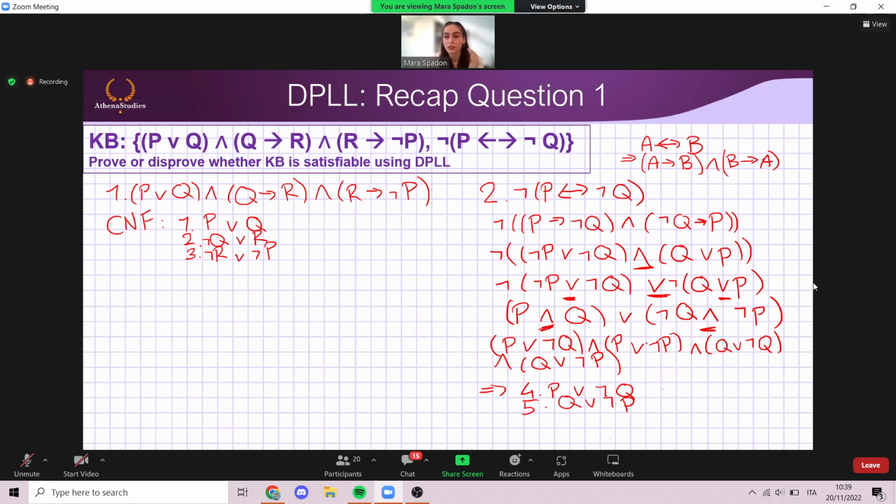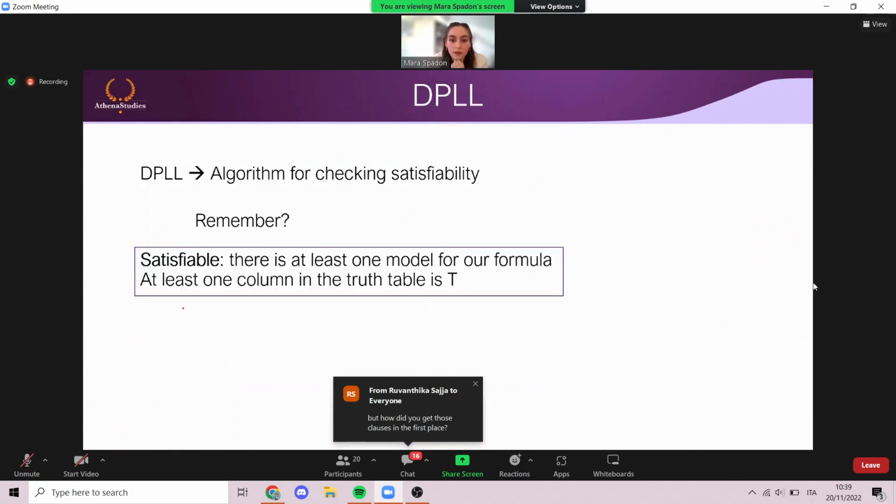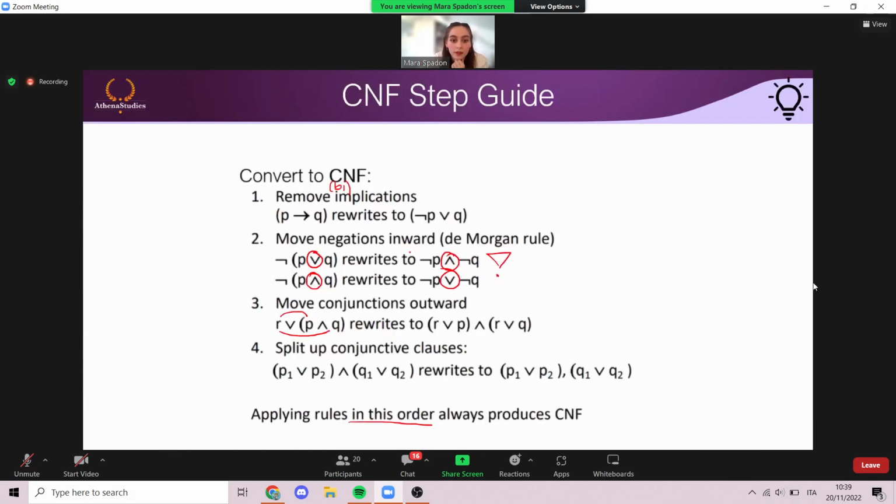And when constructing DPLL, if something is a true clause, then you will not consider it anymore. So you will see that when I move on, if something is true, then you will kind of remove it from your clauses. So in our case, it doesn't matter whatever we choose for P or Q, this will always be true. How do I get to these clauses in the first place? I applied this one, third step.